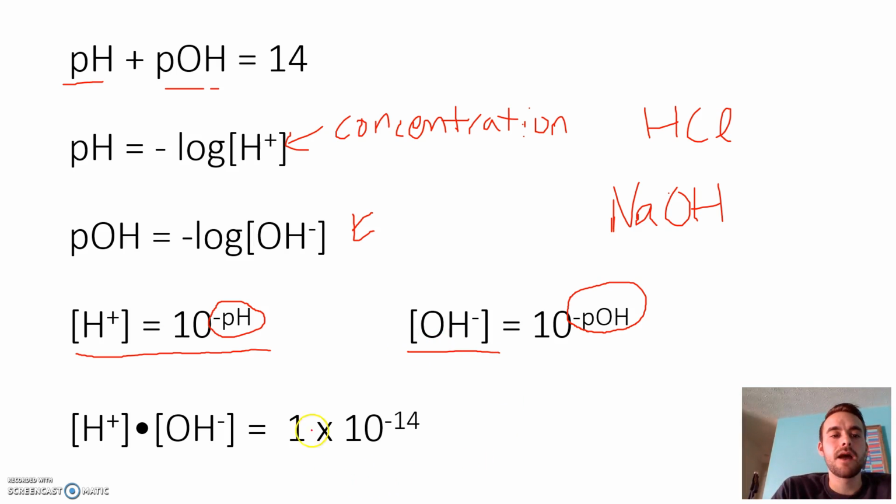And finally, the first formula up here and the one down here are very similar. This one says H plus times OH minus is going to be equal to this value 1 times 10 to the negative 14. And with that, we actually have all of the equations that we need to start using problems.